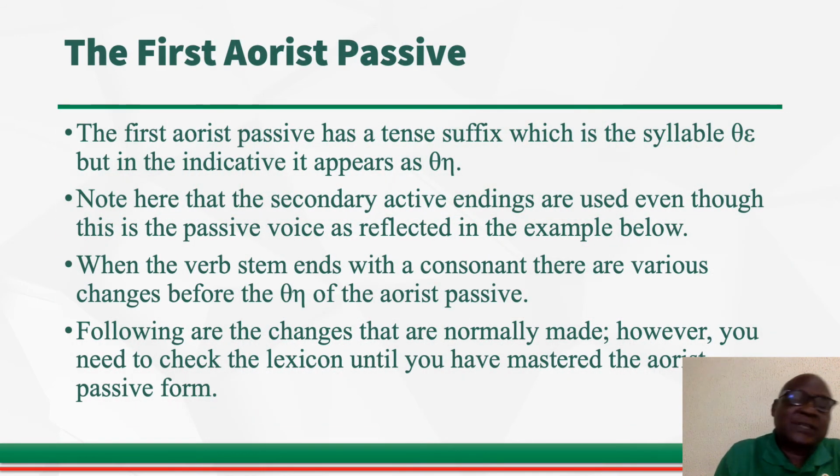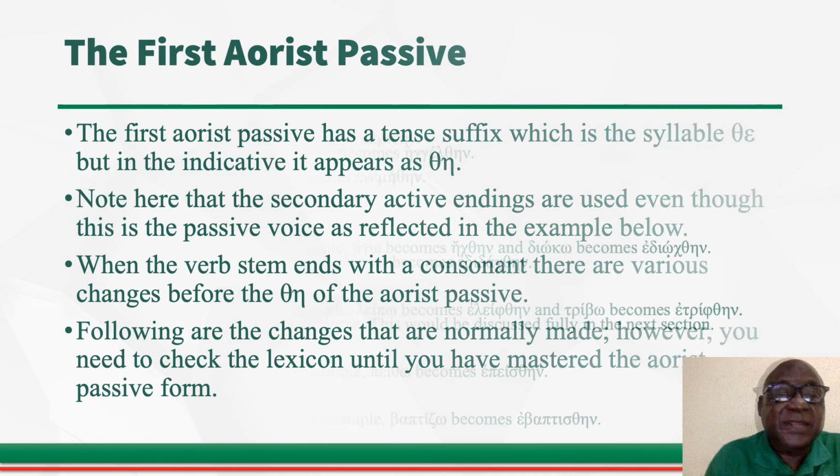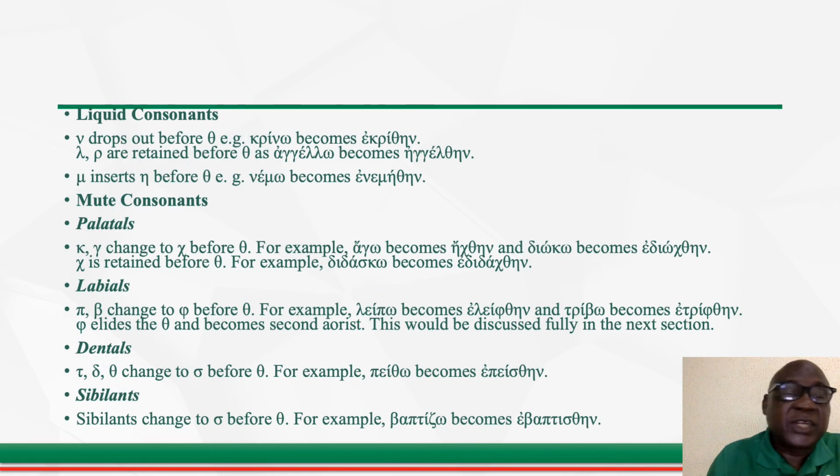Now, the first aorist passive. The first aorist passive has a tense suffix in which the syllable is the, but in the indicative, it appears as the. Now, note that the secondary active endings are used, and then there are going to be some changes because of the presence of this consonant. Take a look at the changes now.